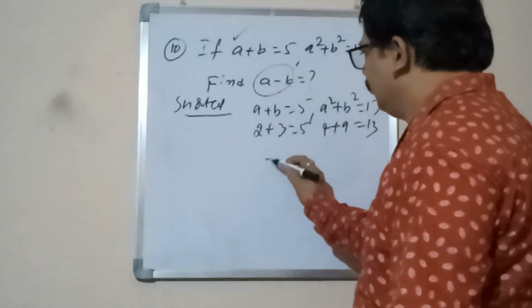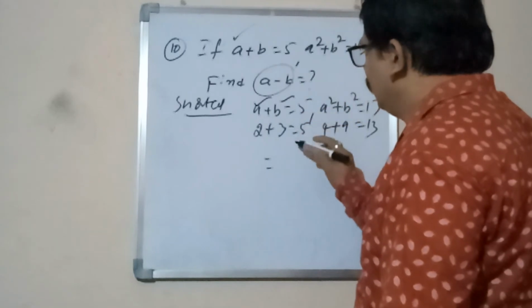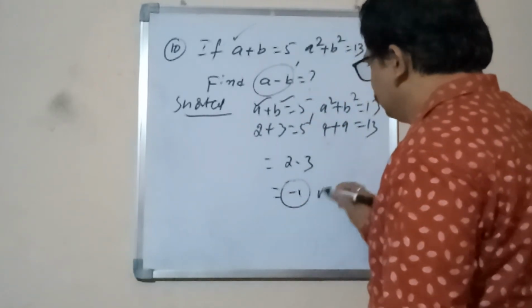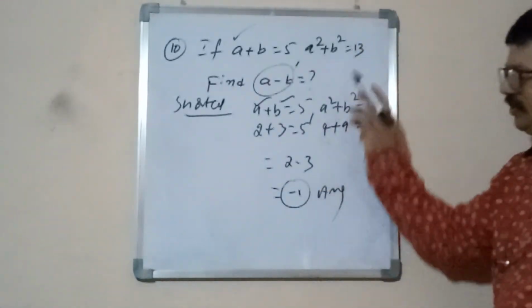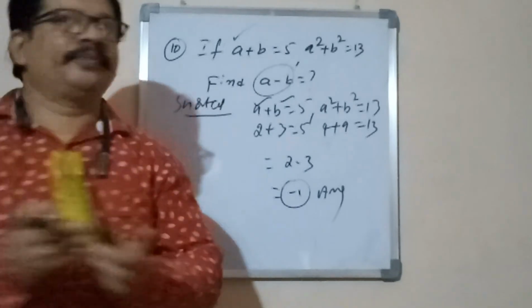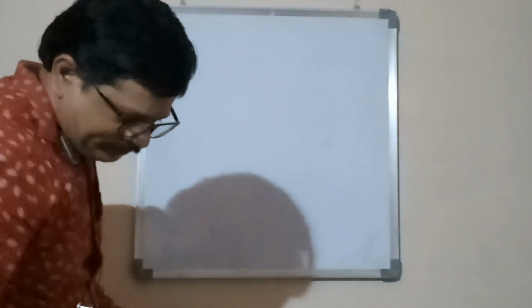Now, dead easy. What is it asking? a minus b. a value is 2, b value is 3. 2 minus 3 equals minus 1. The answer is minus 1. Just substitute the a value and b value. Next, one more bit.